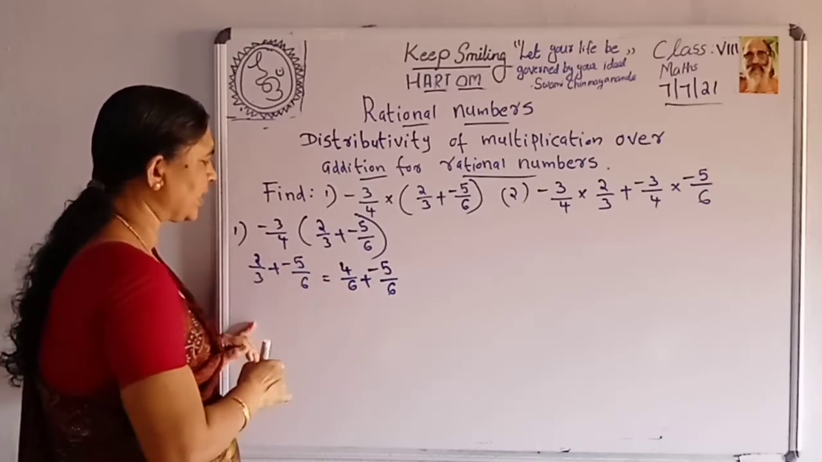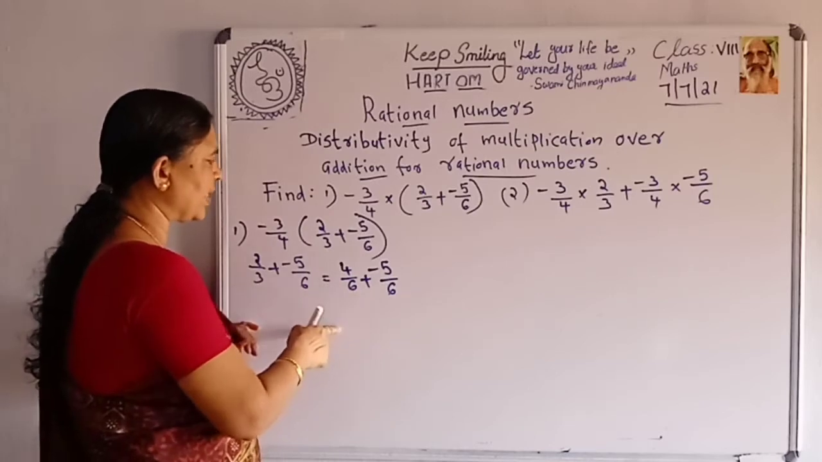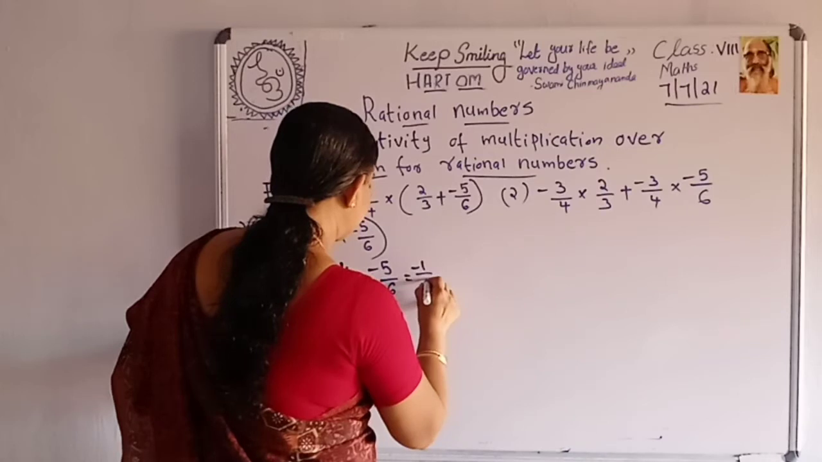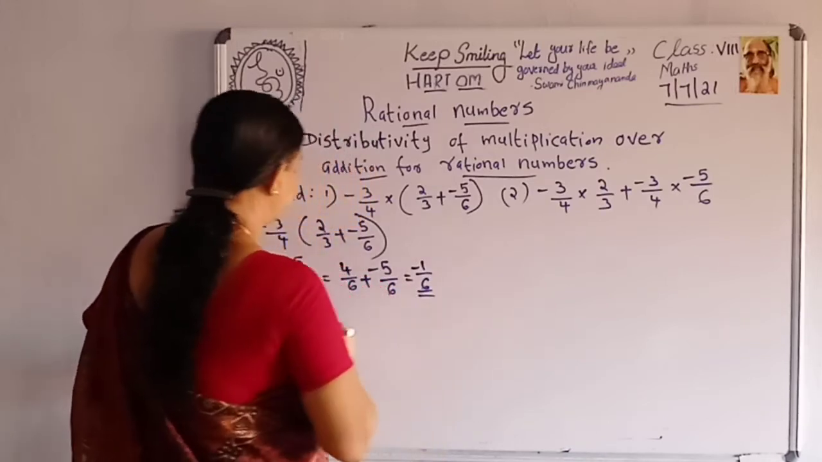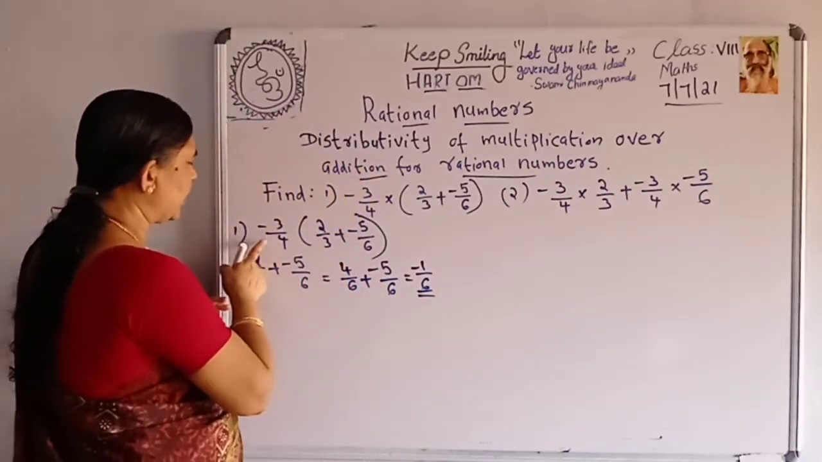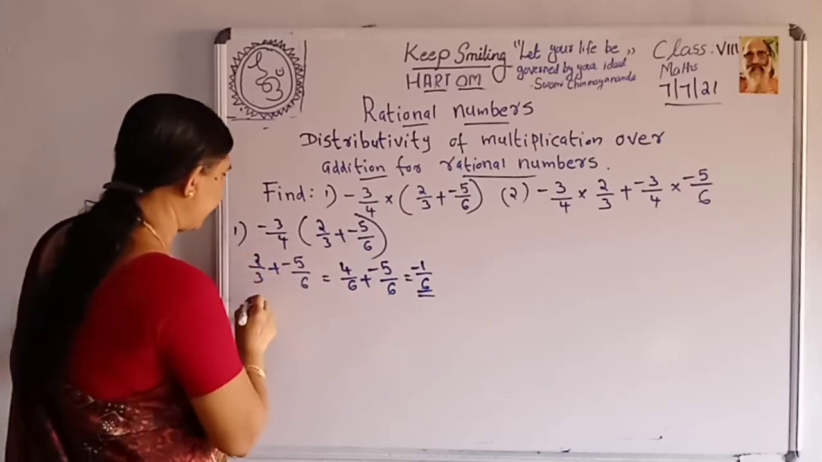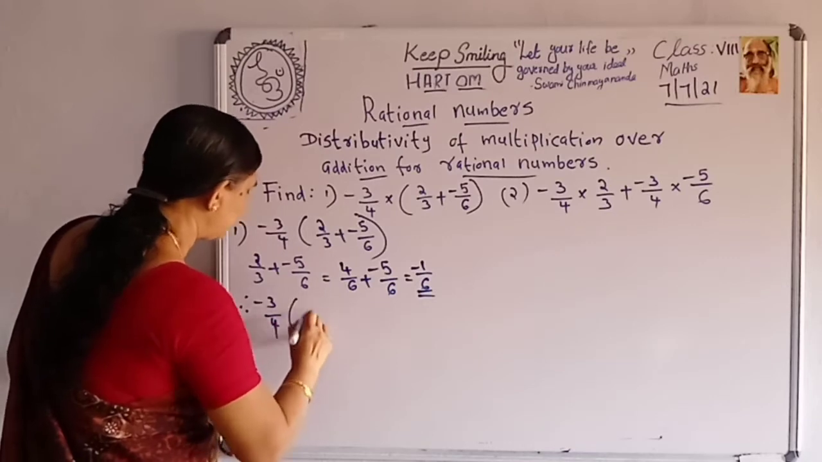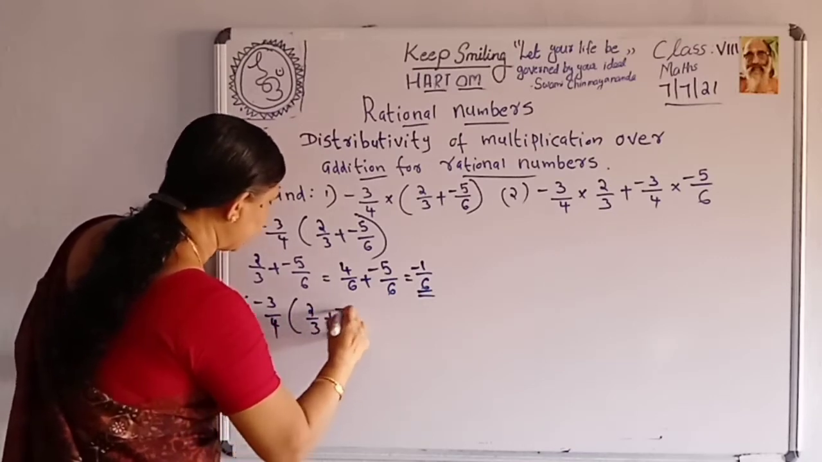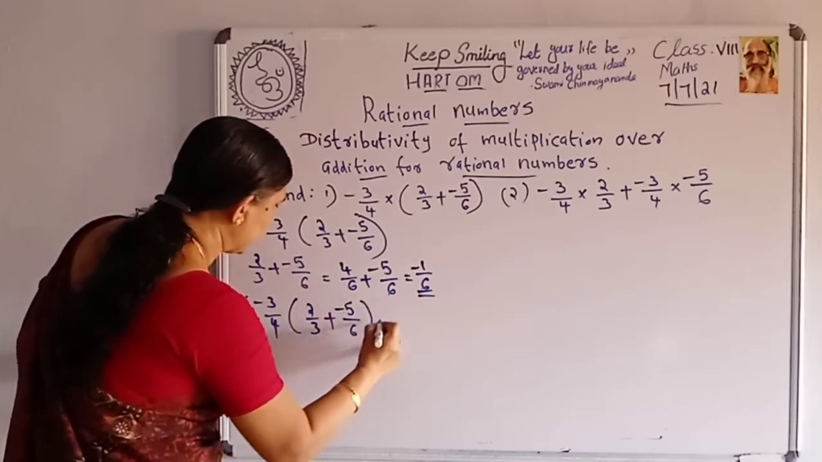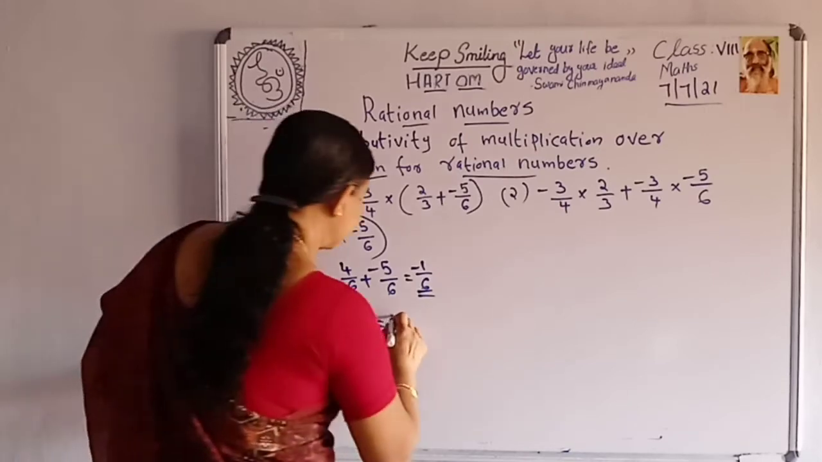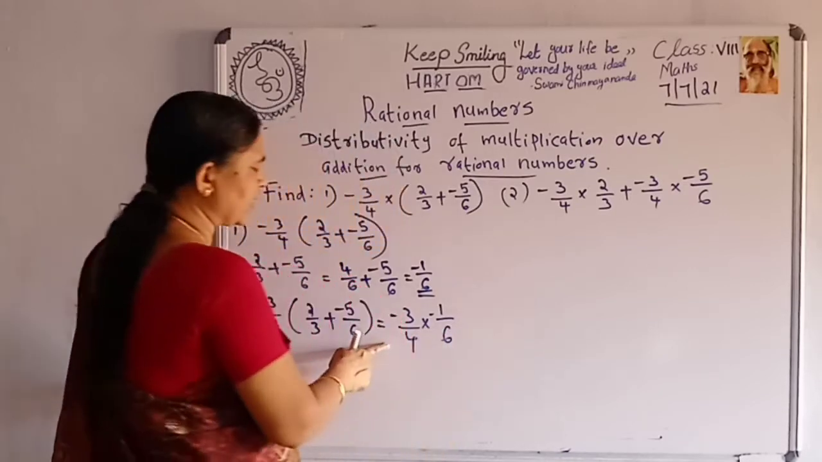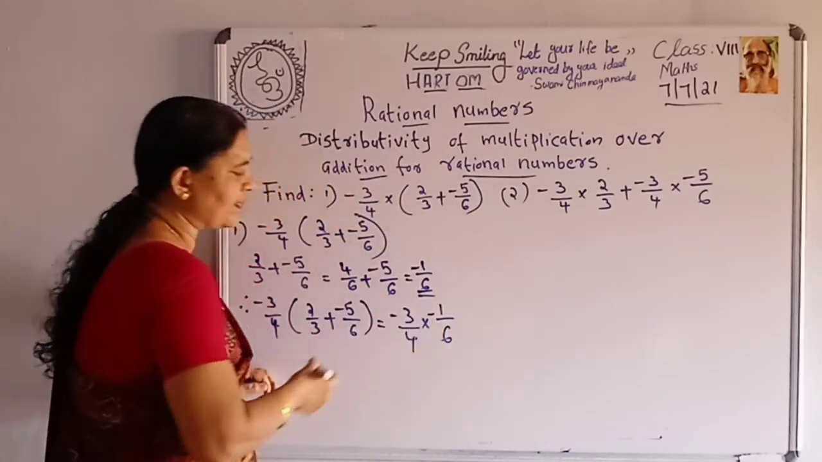Minus 5 by 6. What is 4 plus minus 5 by 6? It is equal to minus 1 by 6. Then we multiply this number with minus 3 by 4. Therefore, minus 3 by 4 into 2 by 3 plus minus 5 by 6 is equal to minus 3 by 4 into minus 1 by 6.